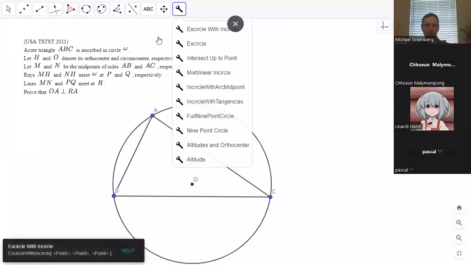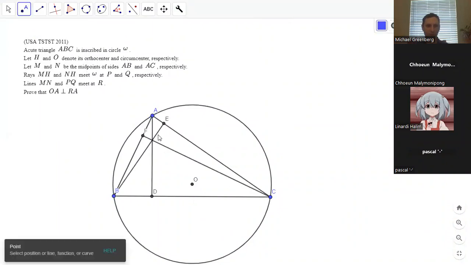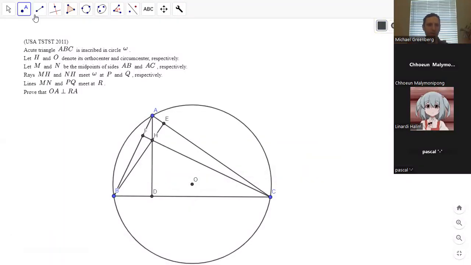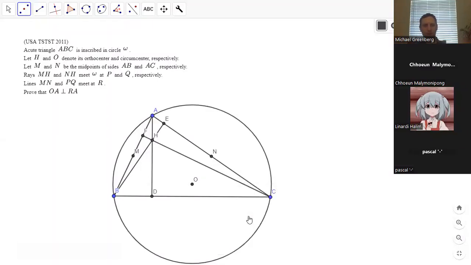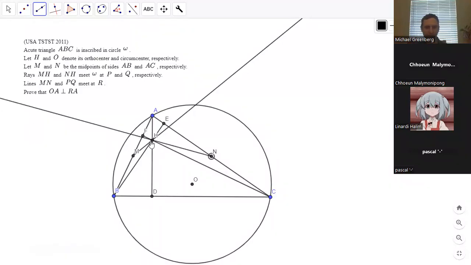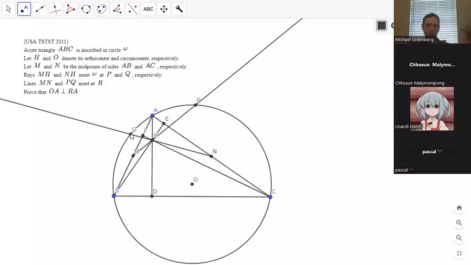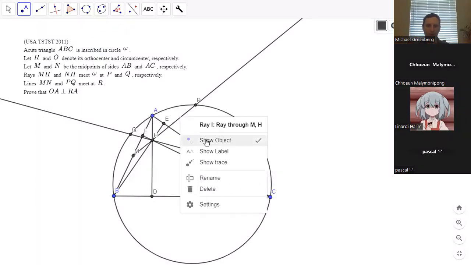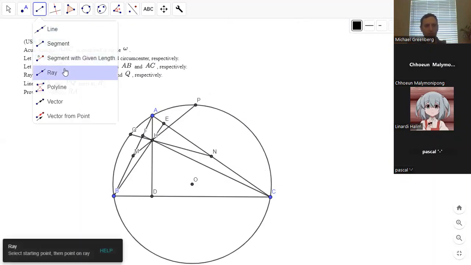So I'm going to use my tool for this. So this will give us the orthocenter, and we can call it H. M and N are the midpoints of AB and AC. That's M. That's N. And then you have MH and NH meet the circle at P and Q. So this is P. This is Q. Let's make these just segments. And MN and PQ meet at R. And we want to show that OA is perpendicular to RA.